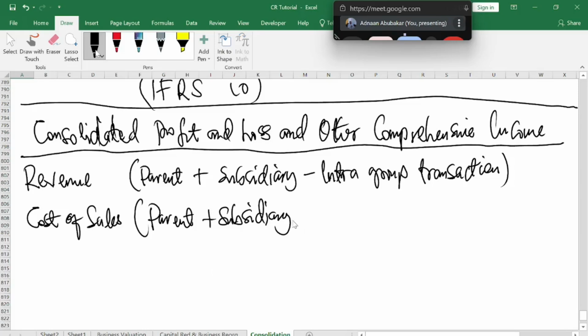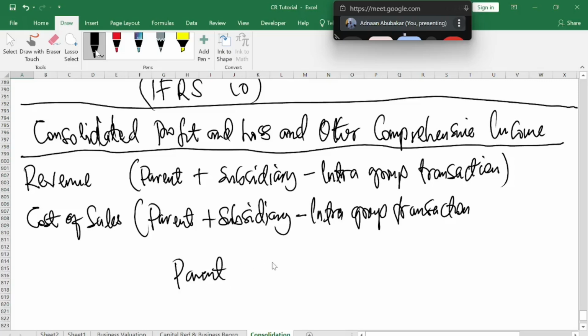So here you come and less again intra-group transaction. Can you explain why? The intra-group transactions will be there because the entities are trading among themselves. Let's fast, you have parent transaction with what? With subsidiary. So the transaction is maybe 80 million, as I said. One is selling, and one is what?